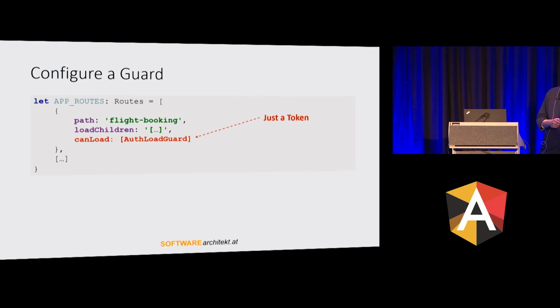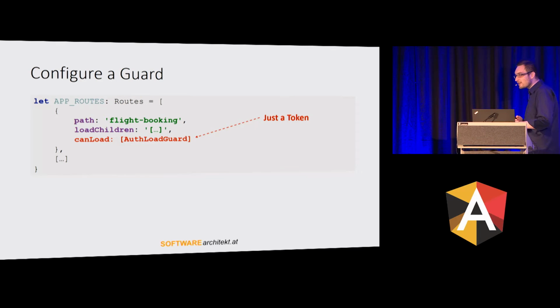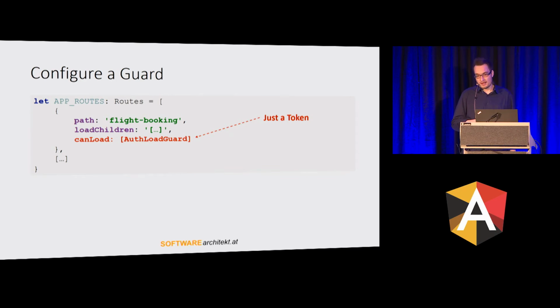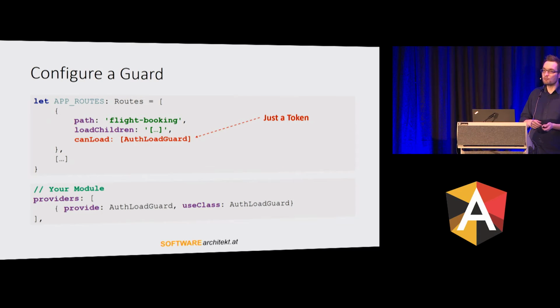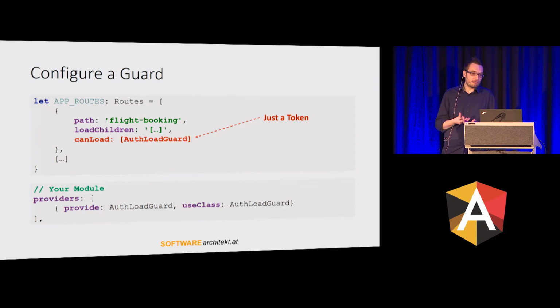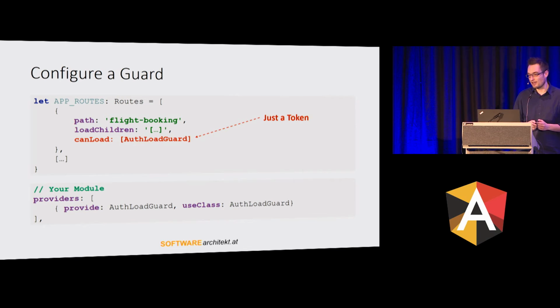This is just a token, a token in the sense of dependency injection. And when you have had a look at dependency injection in Angular 2, then you know that you have to bind some implementation to a token. And this is exactly what happens here in the second part of this slide. I'm just binding my AuthGuard to the token that is the AuthGuard itself. And so this AuthGuard will be used at runtime.